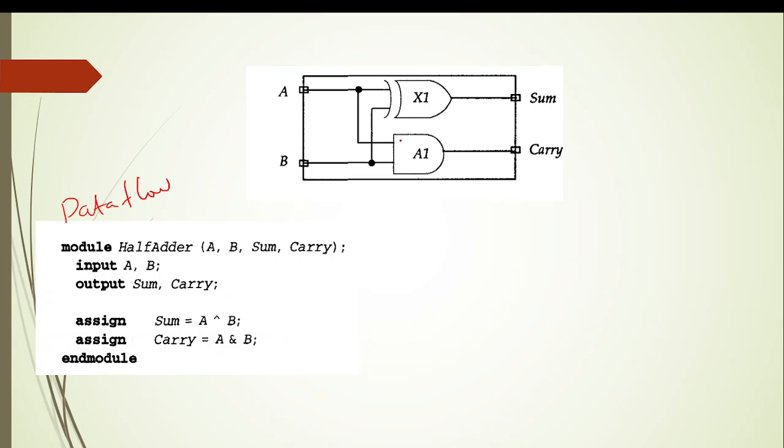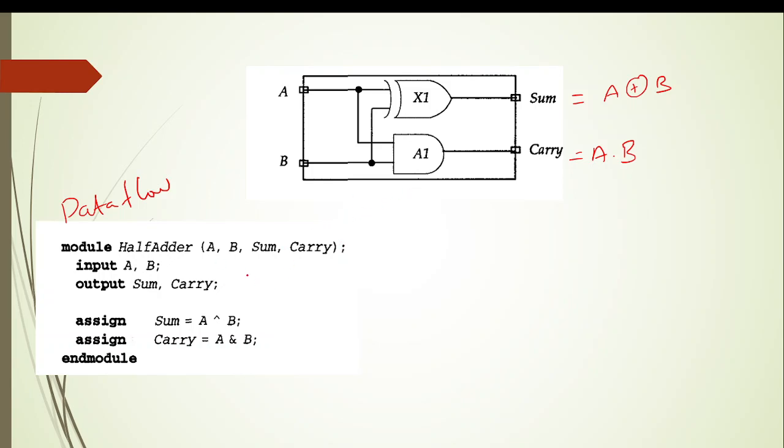For example, if I consider this circuit, the sum will be equal to A XOR B. So this is a Boolean expression I will write. Carry is equal to A and B. This can be directly implemented in the case of Dataflow modeling.